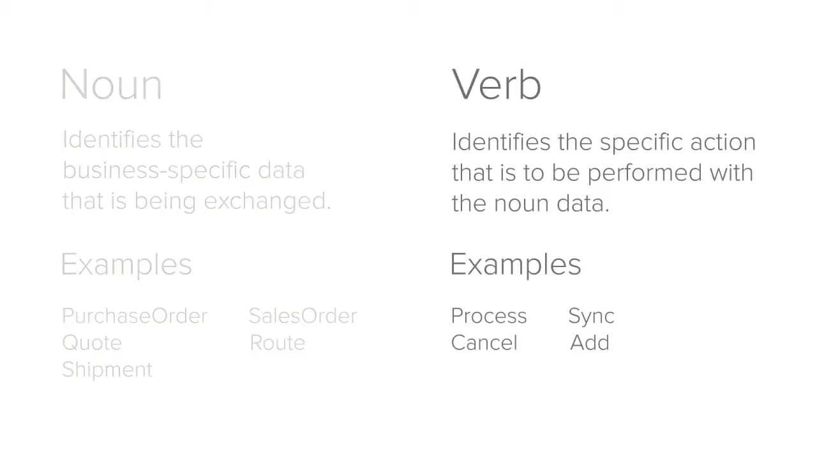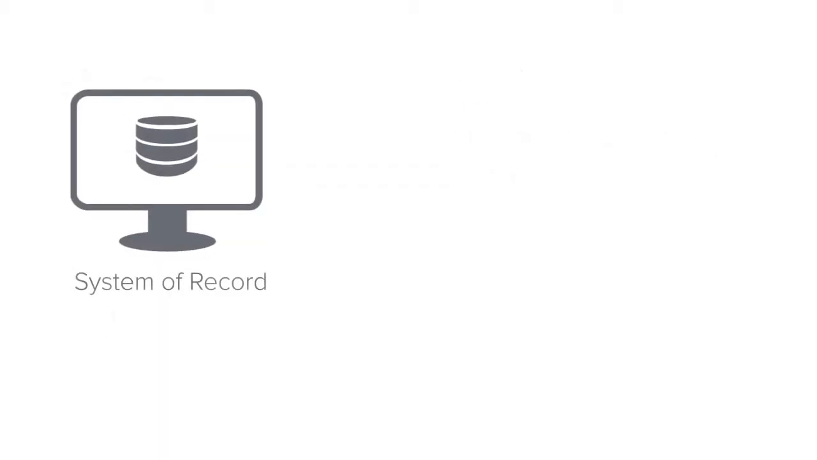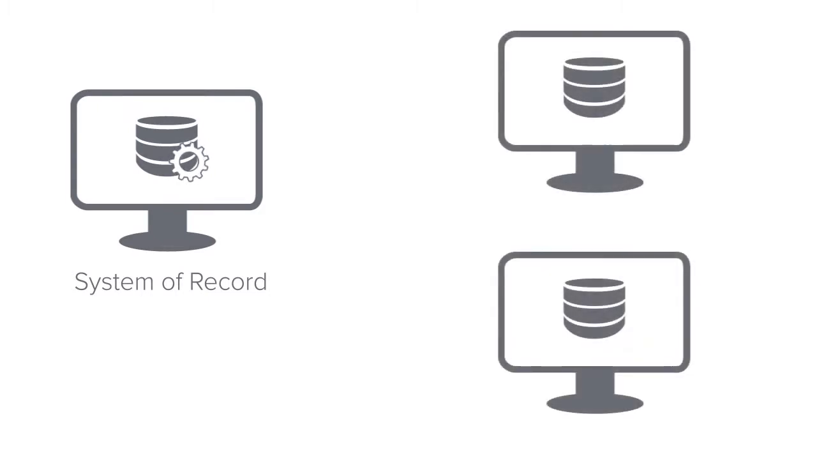The verb identifies the action that's going to be performed with the noun data. Some examples of verbs are cancel, process, add, and in our example is sync. The verbs again are based on the OAGIS standard. In the case of sync, when a system that is the system of record for the noun makes a change to the data, it needs to transmit a sync BOD, so any other systems that are not the system of record for the noun can respond and update their local data.